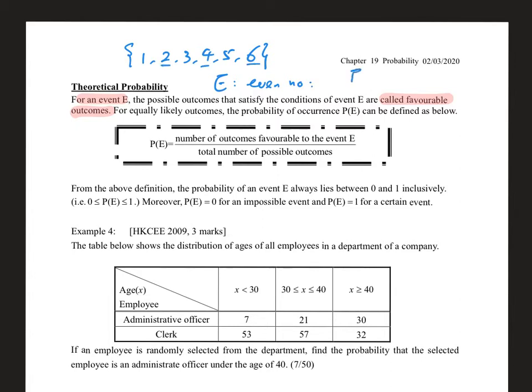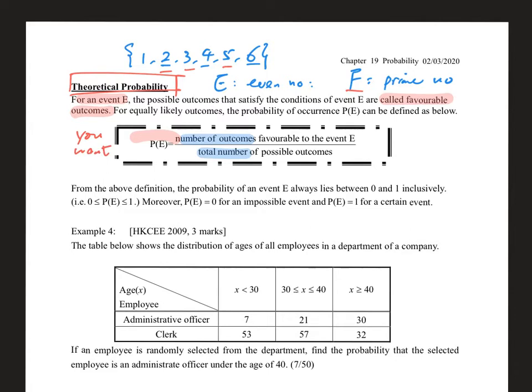For the event F, you want to have prime numbers, so the favorable outcomes will be 2, 3, and 5. Next, the definition of theoretical probability: on top you have the number of favorable outcomes, while the bottom is the total number. What do we mean by the number of favorable outcomes? I would interpret it as something you want to achieve.